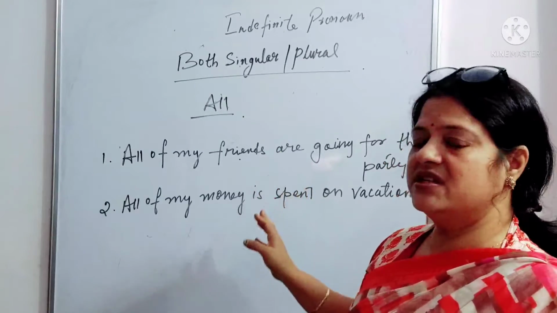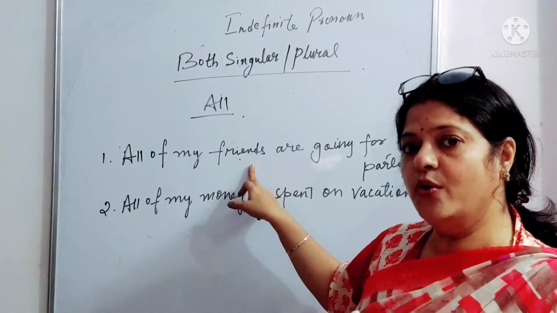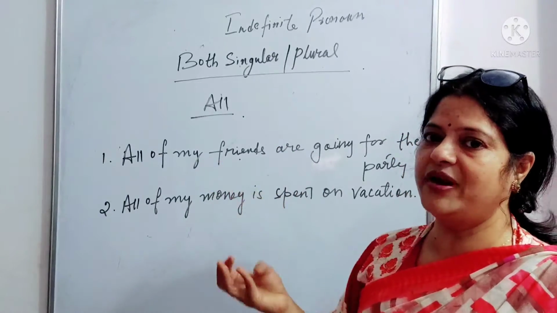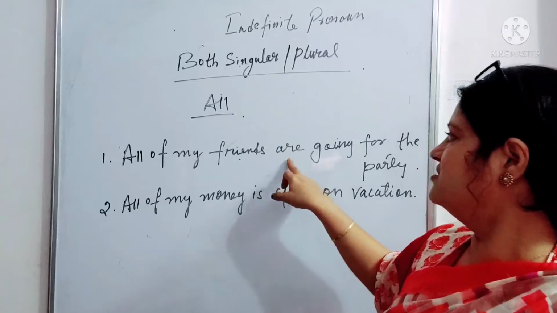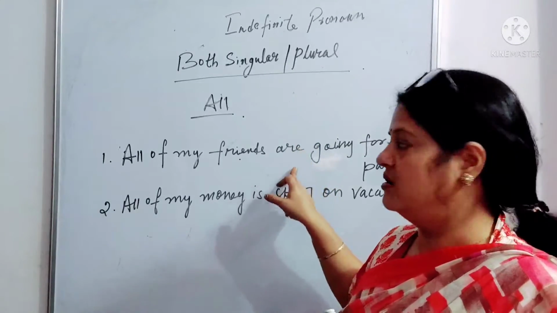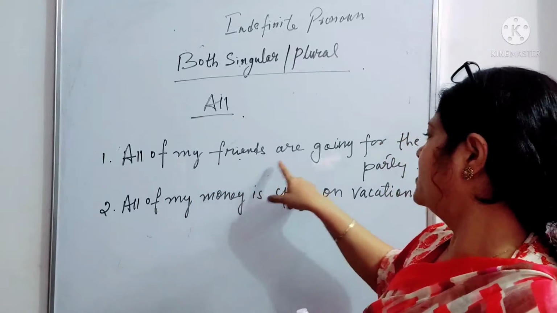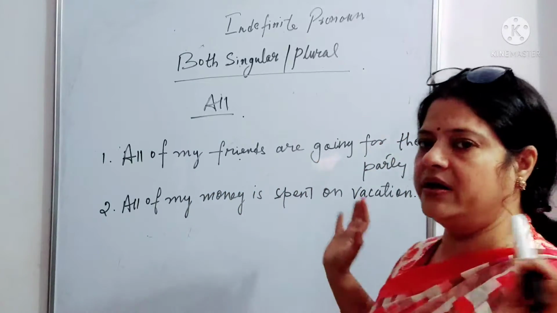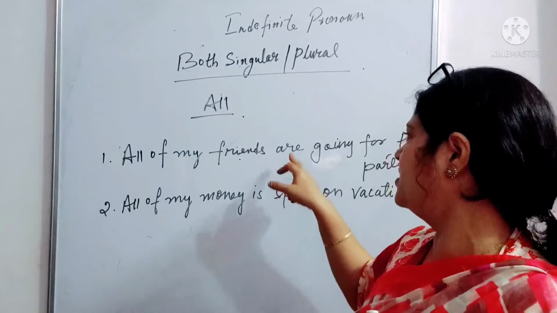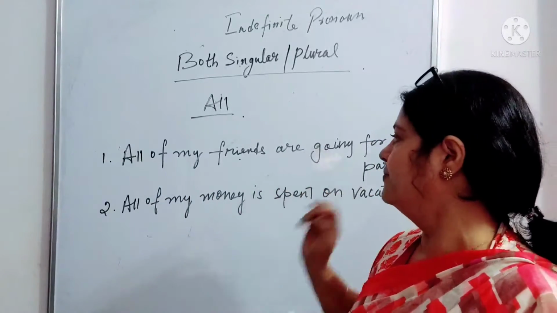Since it is a plural noun and a countable noun too, we can count friends, 1 friend, 2 friends, 3 friends. So that is why we have used the plural verb are here. So all of my friends are going for the party. All of my friends together, they are all going for the party. So that's why I've used the verb are.